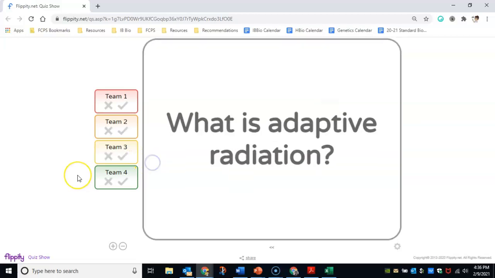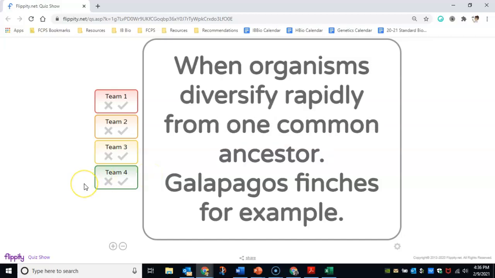For 300, what is adaptive radiation? This is a version of evolution where organisms diversify rapidly from one common ancestor. So you have a common ancestor, like the Galapagos finches, for example, and they landed on the Galapagos Islands, and then they all really quickly diversified themselves to fit into these specific niches that existed already on the Galapagos Islands. So it was a relatively quick change.